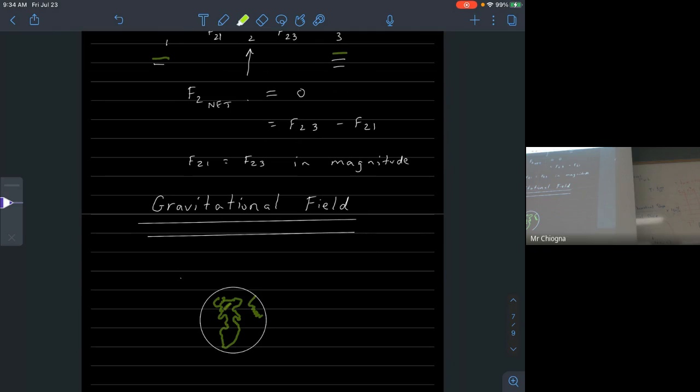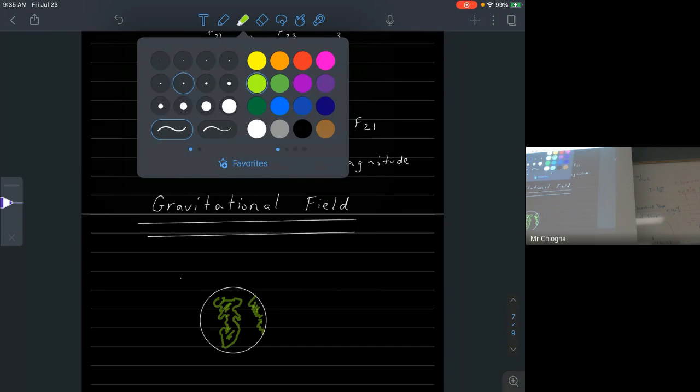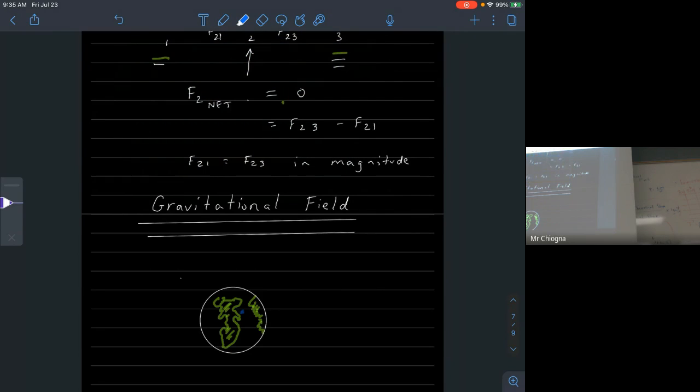Don't laugh at my drawings. Yeah, I laughed myself. And I'm gonna color it blue here. Okay, no polar ice caps because they're disappearing. That's Earth.